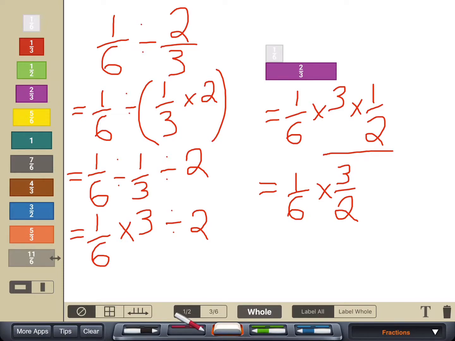My divisor has now become its reciprocal, and I am multiplying, but I know why this works. And I can finish my question by doing the multiplication, and that equals 1/4. So this is how it works.